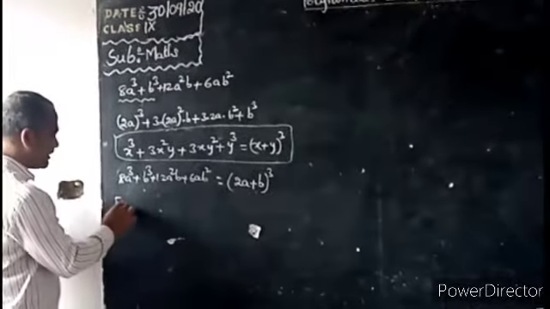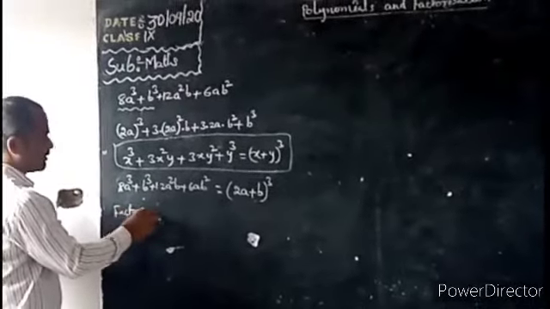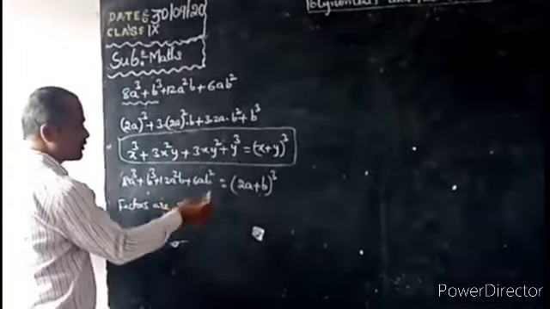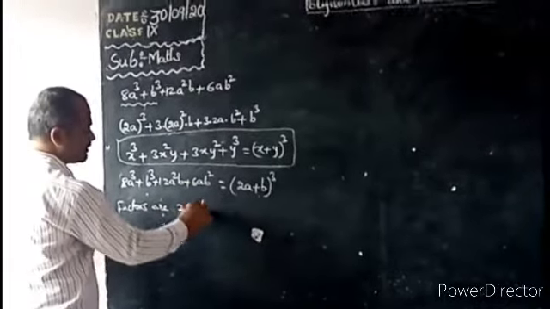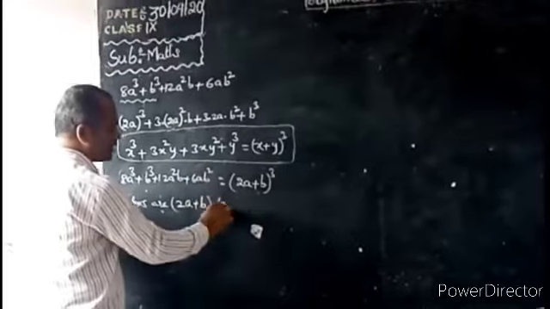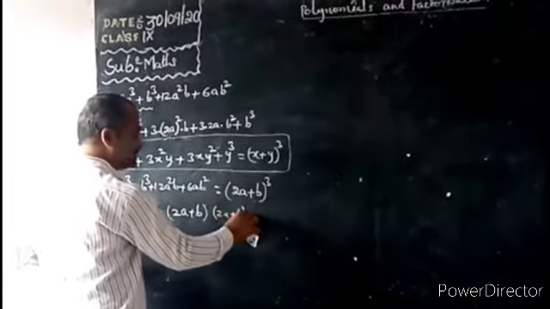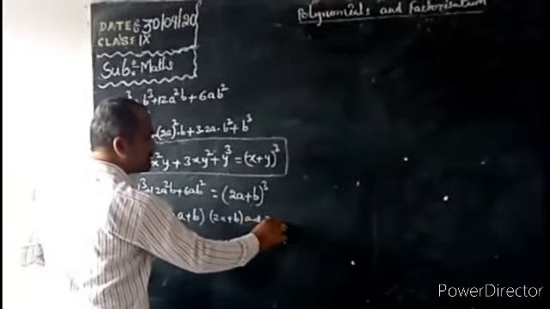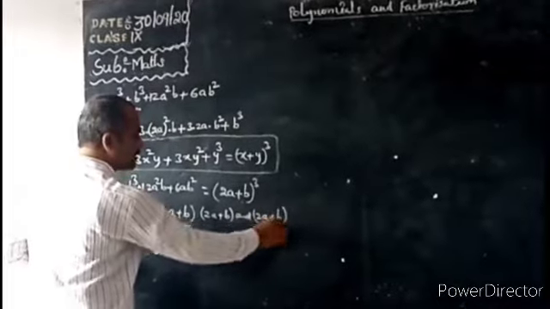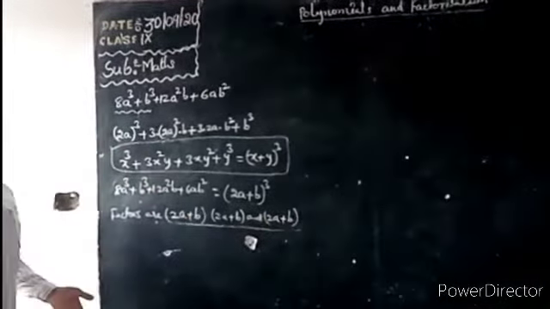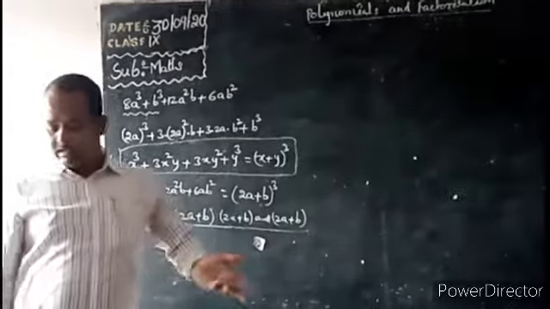So the factors are cube, meaning 3 times itself, is it not? 2a plus b, 2a plus b and 2a plus b. 3 factors we are getting. But the 3 factors are equal here.